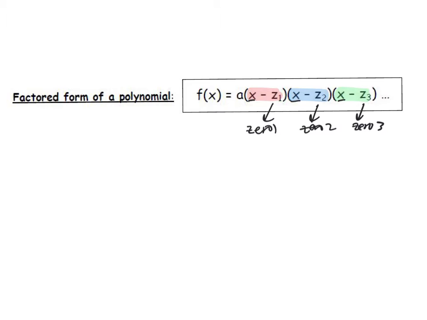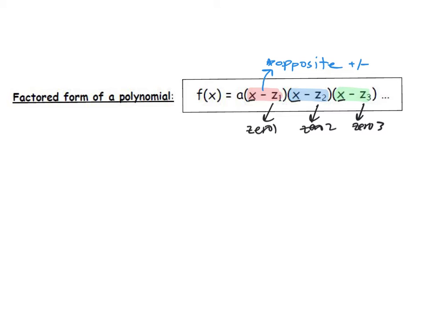The other thing I want to point out is that between the x and the zero, in our general form, we use a minus sign. That minus sign is really to help us remember that when we put a zero into a factor, we always do the opposite symbol. So if our zero is positive, we use a negative symbol. If our zero is negative, we use a positive symbol.